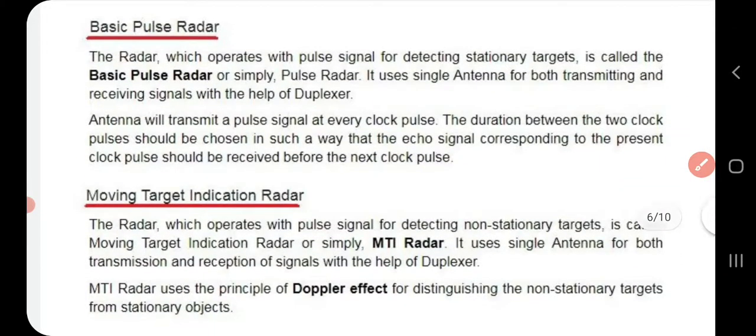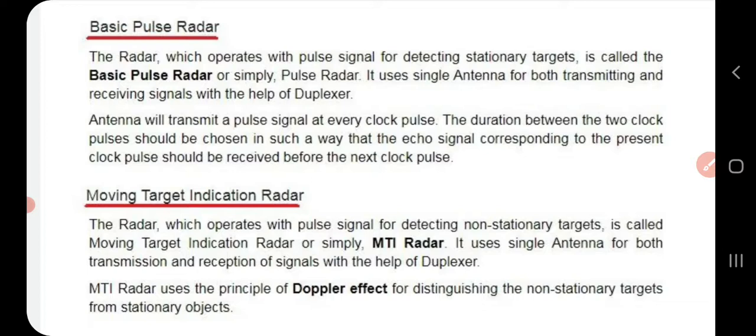The radar which operates with the pulse signal for detecting stationary targets is called basic pulse radar or simply pulse radar. It uses a single antenna for transmitting and receiving signals. A single antenna is used for both transmitting and receiving, and this is done with the help of a duplexer, which we have already discussed.